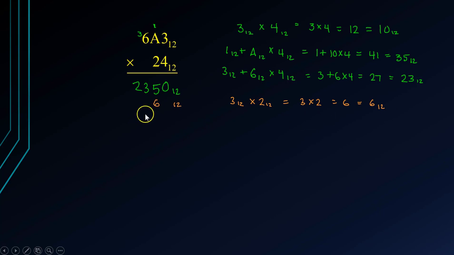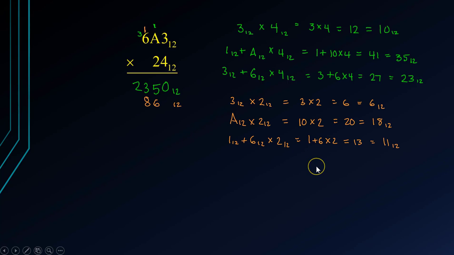So now I'm going to do A times 2. A times 2 in base 12 is the same thing as 10 times 2 in base 10, which is 20 in base 10. And 20 in base 10 is the same thing as 18 in base 12. So I would write the 8 here, carry the 1. So now I have 1 plus 6 times 2 in base 12, which is the same thing as 1 plus 6 times 2 in base 10. That totals 13, and that would correspond to 11 in base 12.